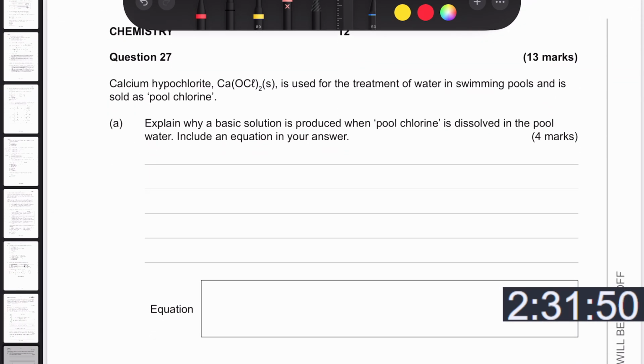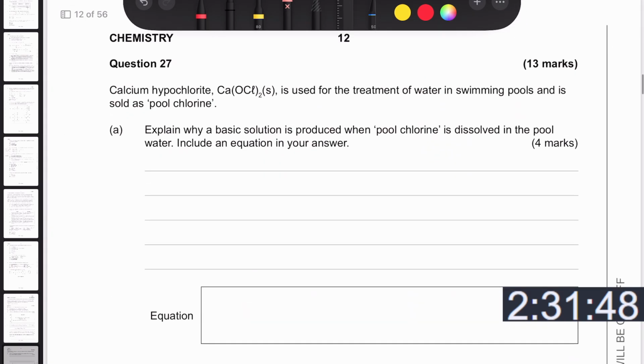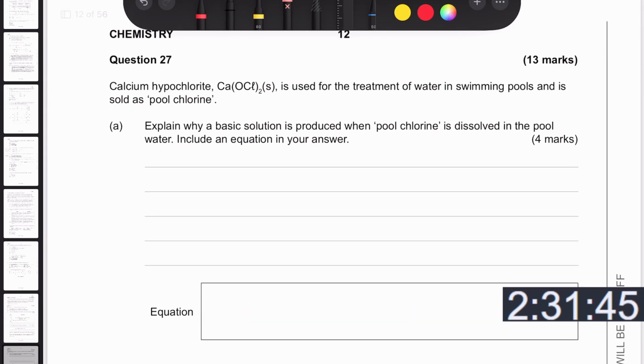Calcium hypochlorite, CaOCl, is used for the treatment of water in swimming pools and is sold as pool chlorine. Explain why a basic solution is produced when pool chlorine dissolves in the pool. Include an equation in your answer.